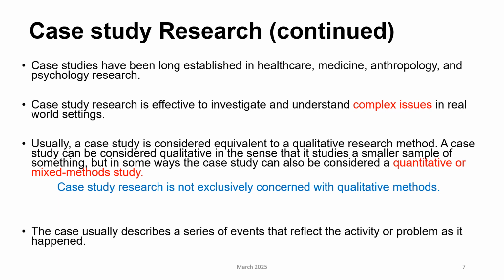So the case in a case study usually describes a series of events, or, as we mentioned, a process or a phenomenon, or could be, for example, a person, that reflects the activity or problem as it happened. Again, we need to stress the point: in its context and real-world settings. So we need to investigate the phenomenon in case study research in its context, which is different from an experimental study, which we do in the laboratory.